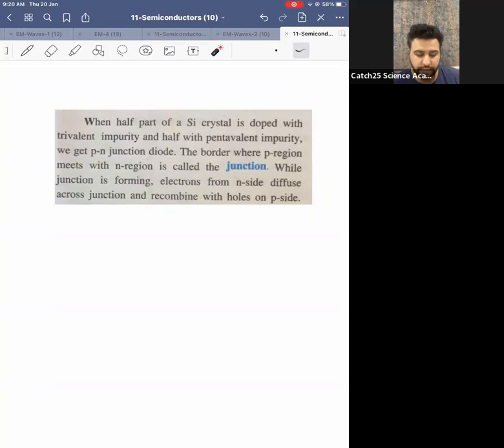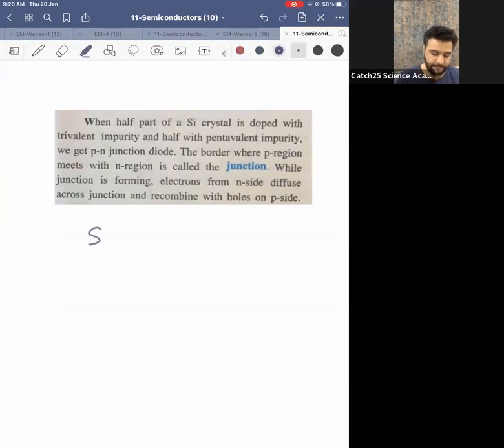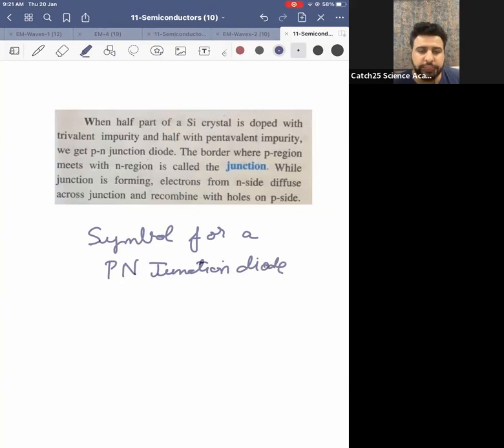Below that, write down. A diode which is not connected to any external power supply is called unbiased diode.